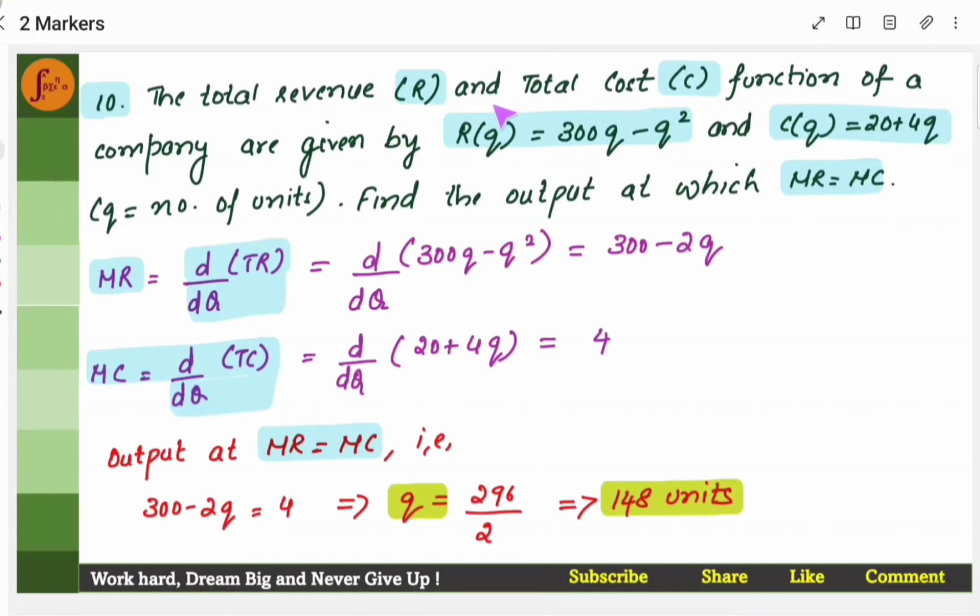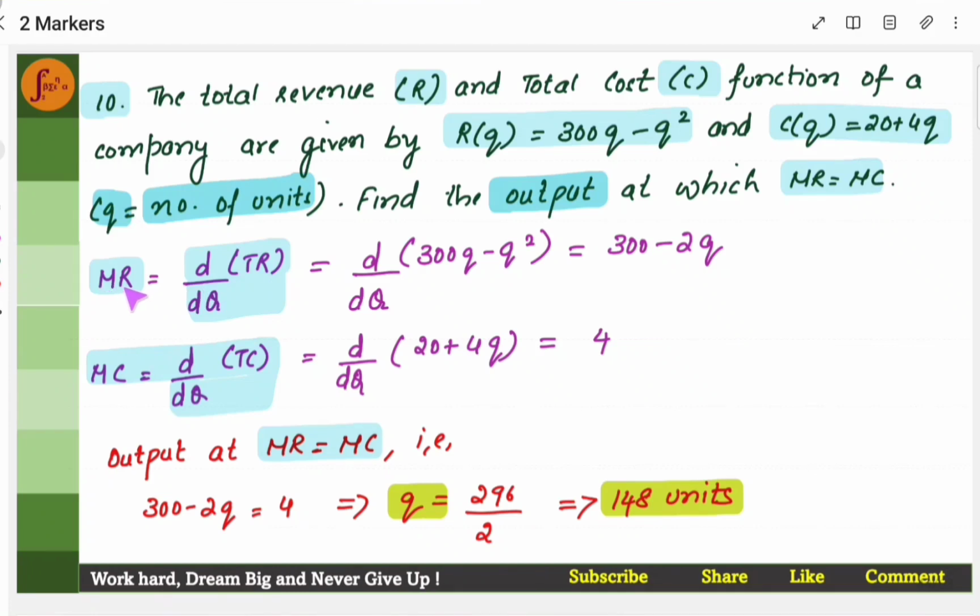This is another problem related to revenue. Total revenue and total cost function of a company is given. This is the revenue function. This is the cost function. Find the output at which MR is equal to MC. MR is marginal revenue. MC is marginal cost. You have to find the output. Output, like I said, what is output? Number of units. Q is equal to number of units. You have to find the value of Q here, right?